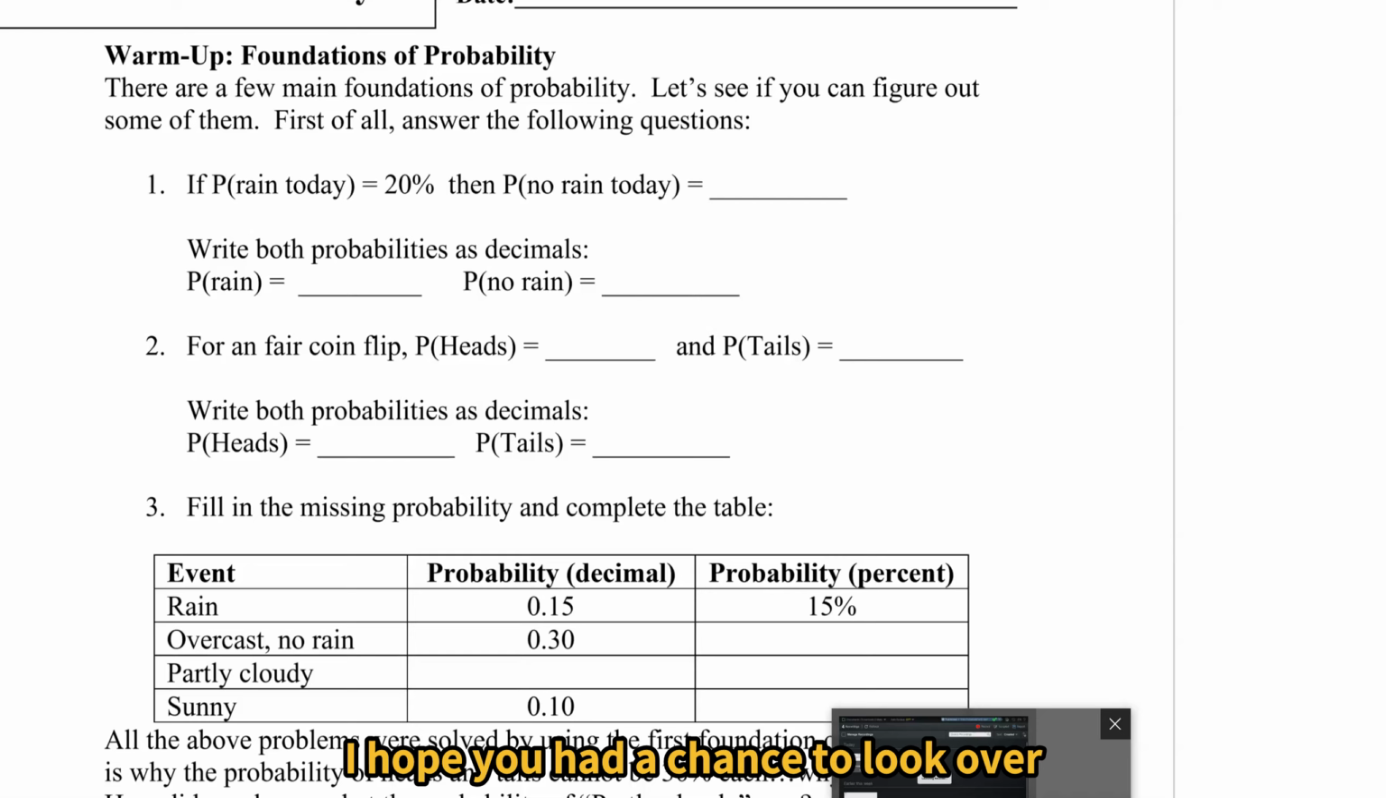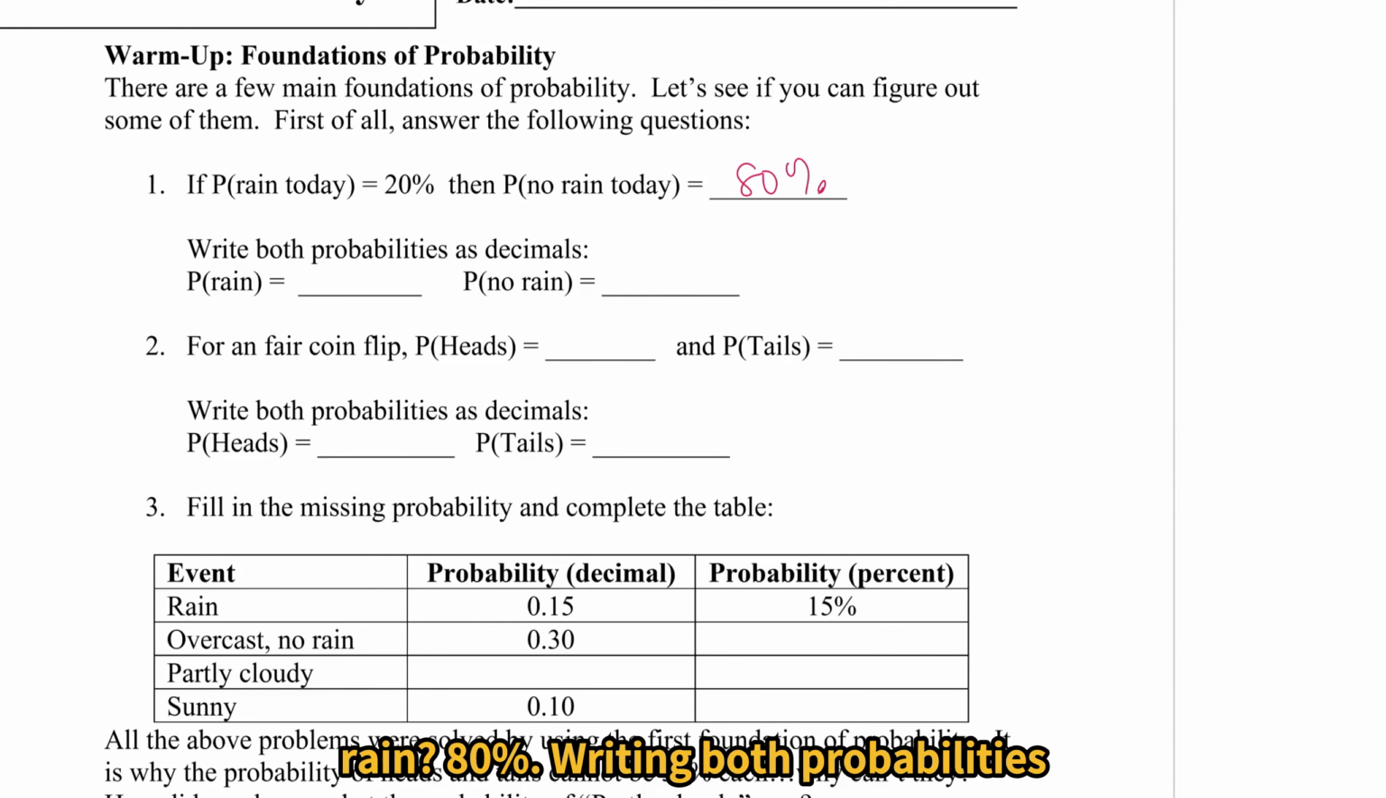I hope you've had a chance to look over the warm-up problems. Let's see if we can come up with some main foundations of probability through answering these questions. If the probability that it rains today is 20%, then what's the probability that it does not rain?